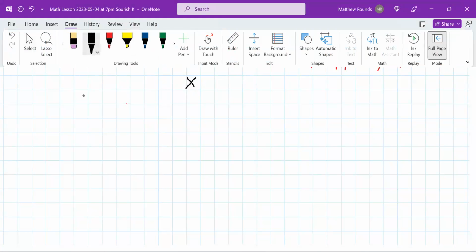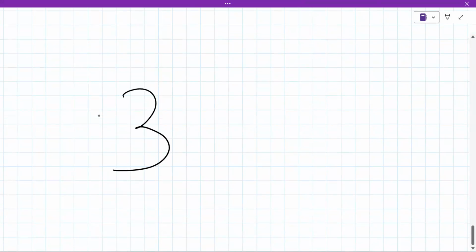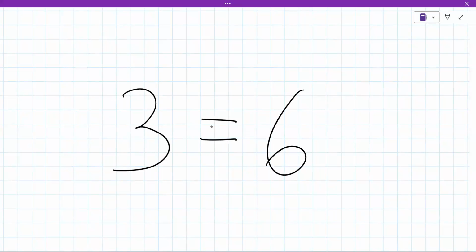Okay, can you just tell me what you see on the screen? Yeah, I see a 3. I saw it, x times 3. What is that? The 3. What does this middle thing mean in math terms? The equal sign. Okay, that's a 6.